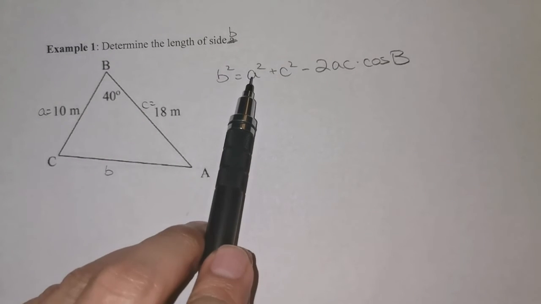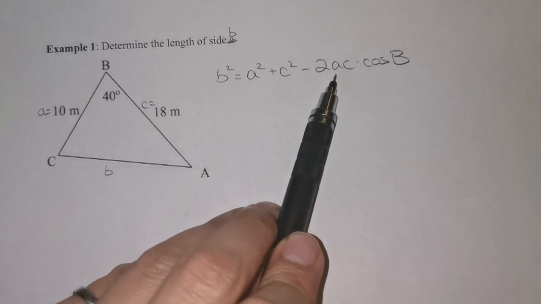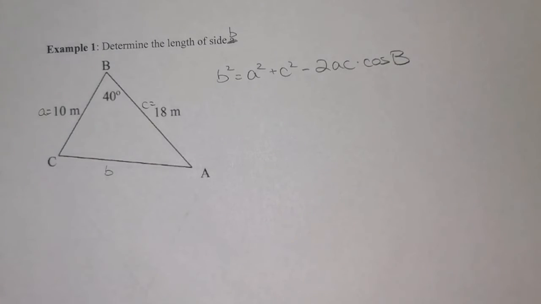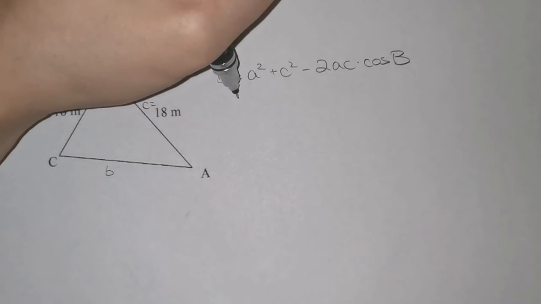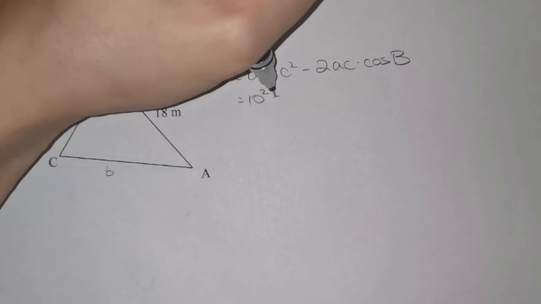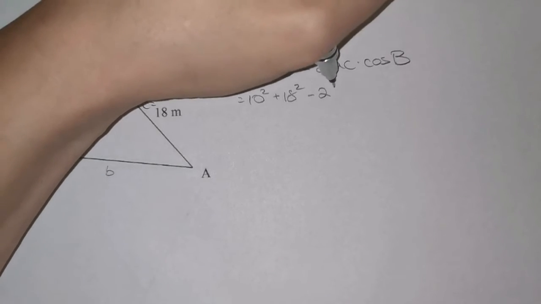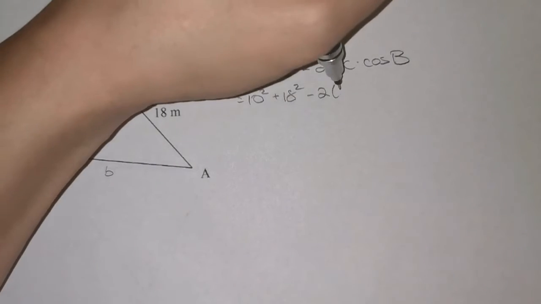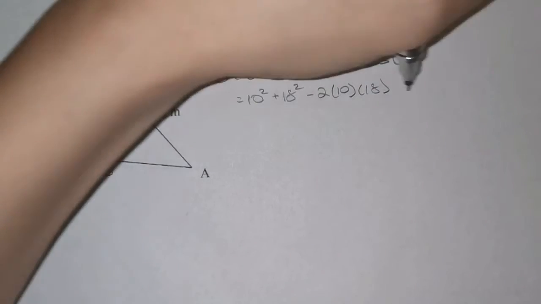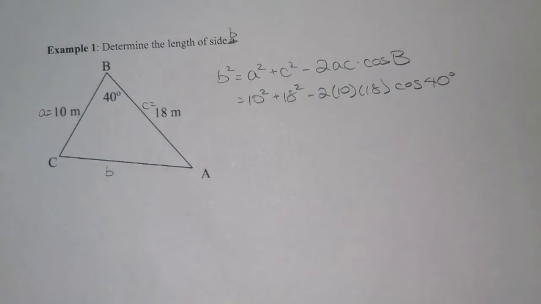So if you look at this, you'll notice if you're looking for side B, there's no side B on this side of the equation. It's only angle B. Okay, so let's plug in everything we know. That's going to be 10 squared plus 18 squared minus 2ac and cos 40 degrees.